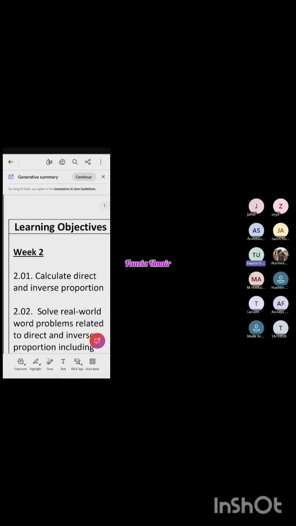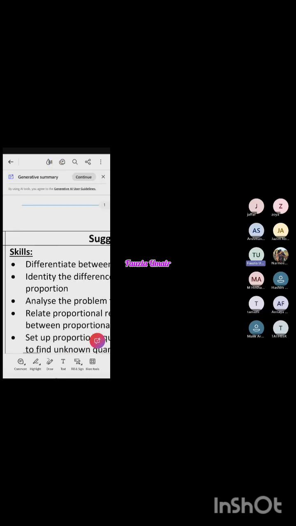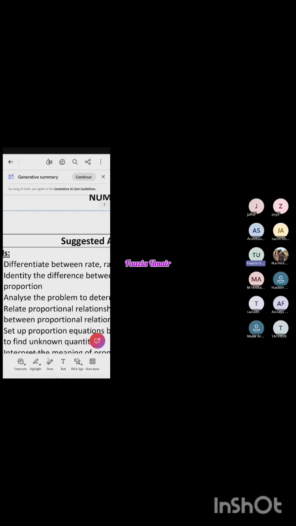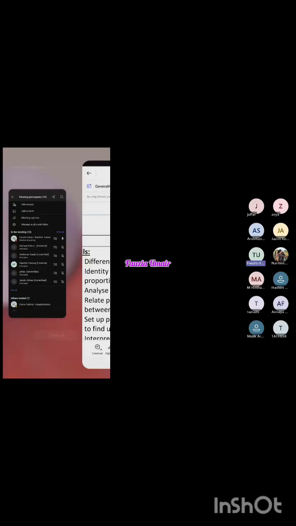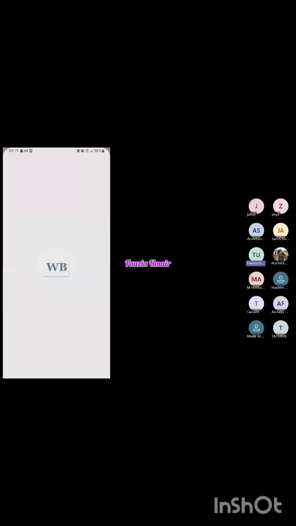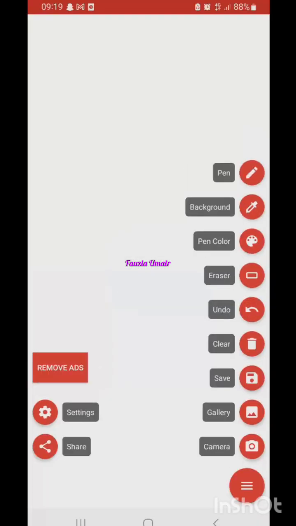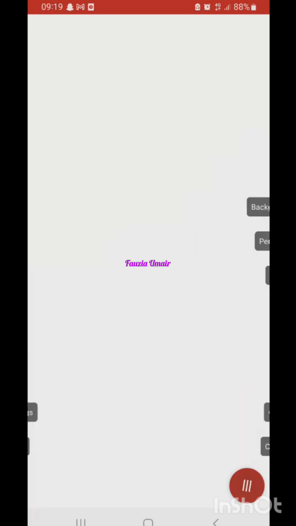The learning objective we are going to cover today is to calculate direct and inverse proportion. Before we start talking about proportion, we will differentiate between ratio and proportion, and then we will start solving some questions. So the first outcome is that you should be able to differentiate between ratio and proportion.